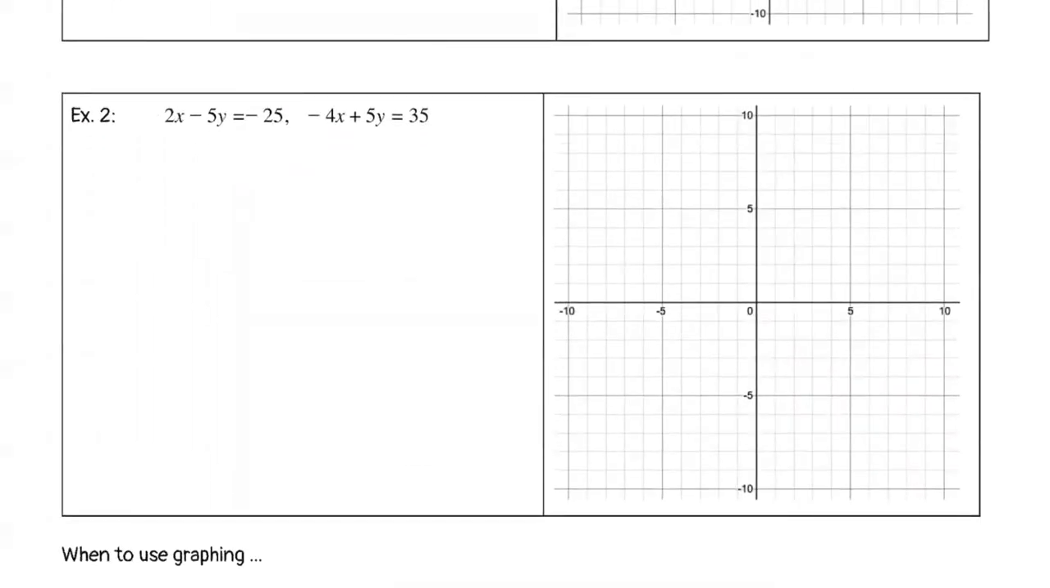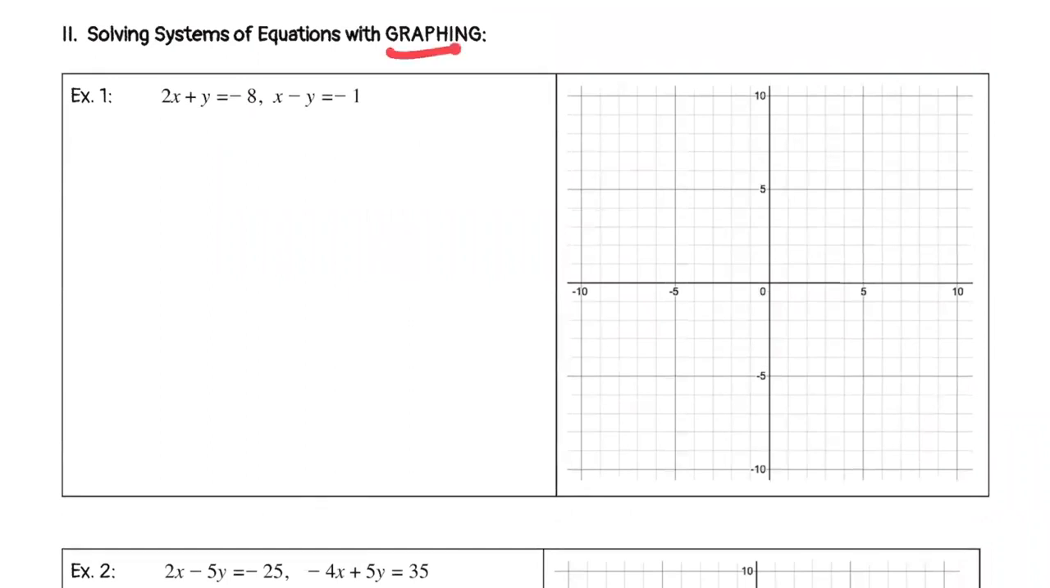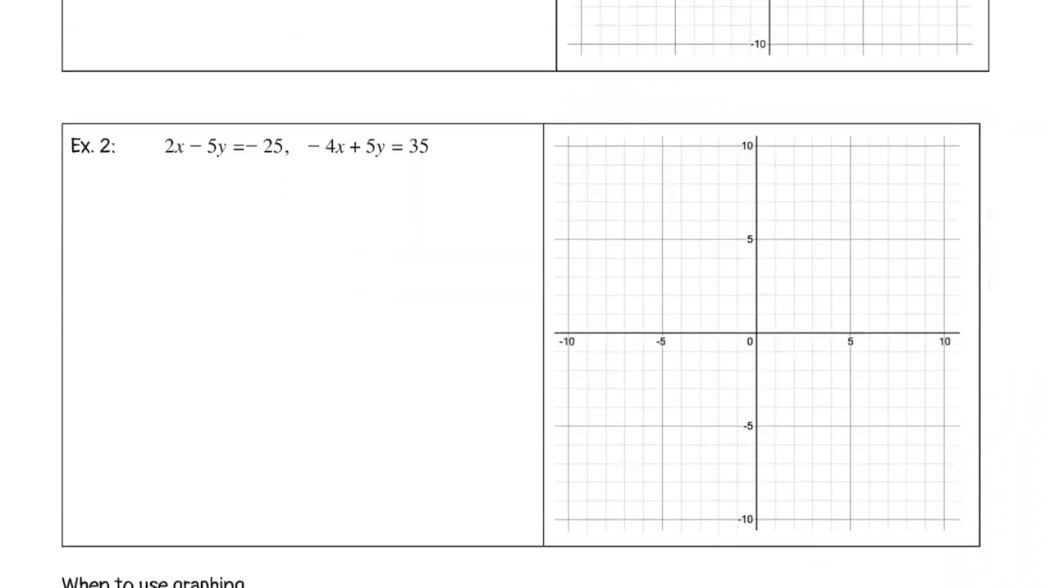So number 2, if we were to graph this, our directions here are to solve with graphing. If we were to graph these, what would we do to this first equation? You can think of a number of strategies, but I'm wondering what your thoughts are on strategies.